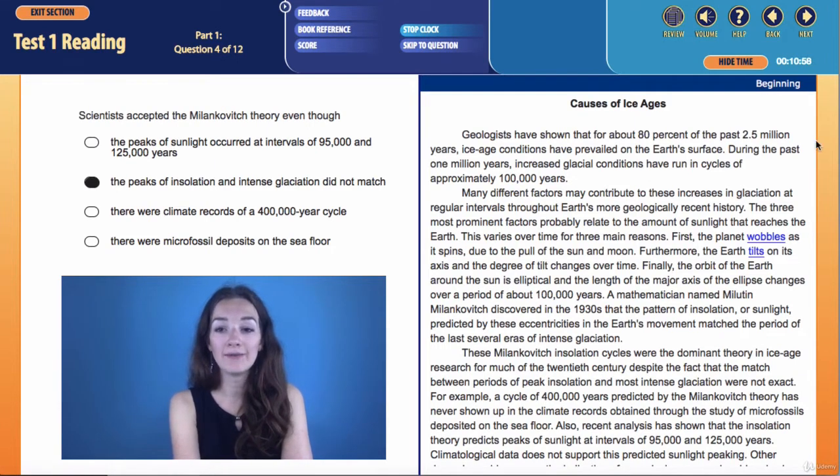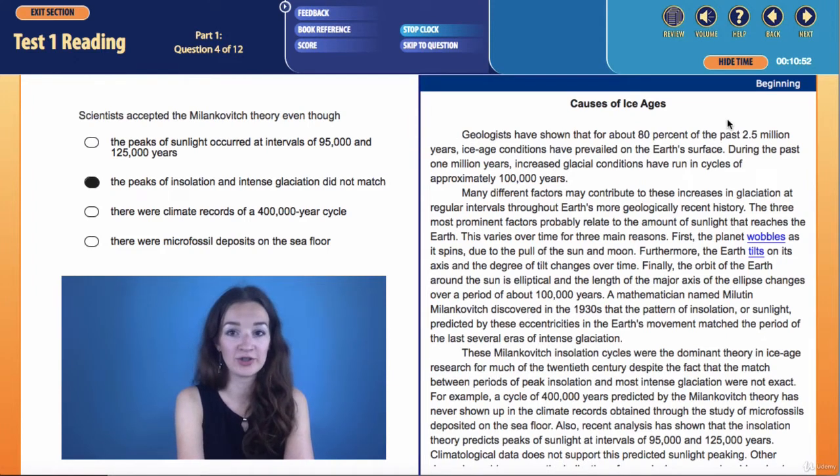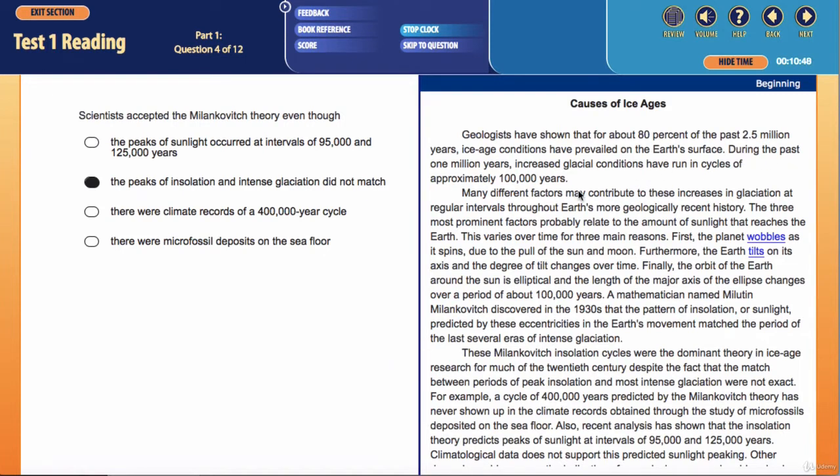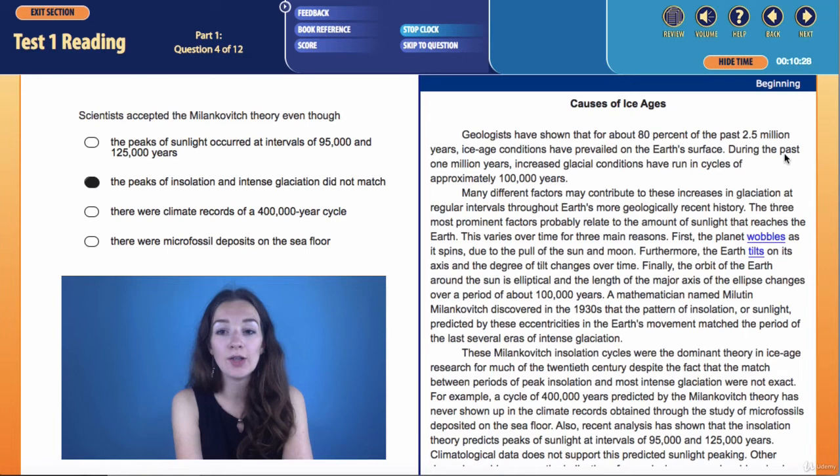Here, we have the first paragraph of the text. The first sentence is pretty important because it starts the entire text. And then the last sentence of the introduction is the most important sentence in the entire text. This is where we have the thesis statement. During the past 1 million years, blah, blah, blah. This is the thesis statement. So we pay a lot of attention to this sentence.